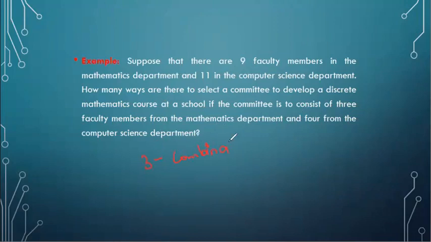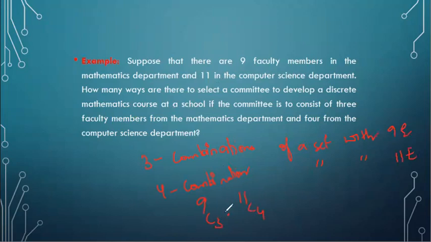But now, we are supposed to select a combination of 3 faculty members from maths. So, 3 combination of a set with how many elements? The maths department has 9, so a 3 combination of a set with 9 elements, and similarly a 4 combination of a set with 11 elements. How can we write this? We can write it by using the product rule, that is 9C3 into 11C4.